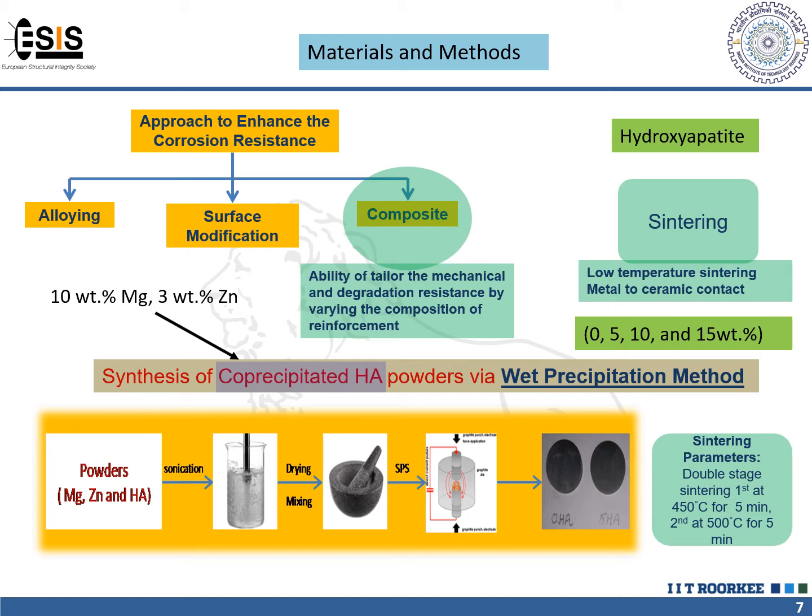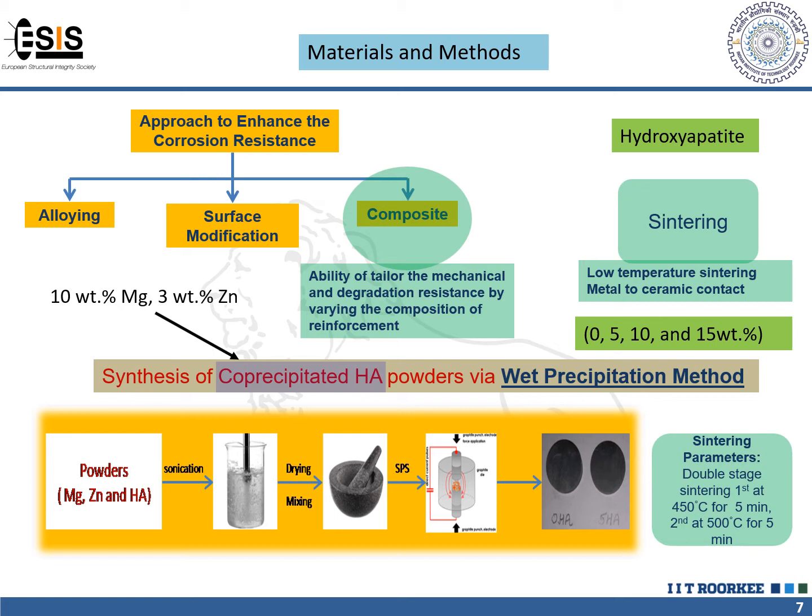Hydroxyapatite is a bio-inert ceramic material which has the ability to reduce the degradation rate of the magnesium based implants. The major problem with magnesium and hydroxyapatite is the bonding at the sintering stage, because the two materials are different: one is a metal and the other is a ceramic, and there is a melting point difference.